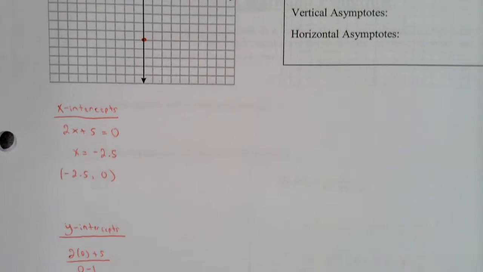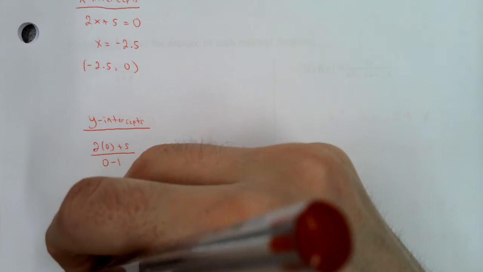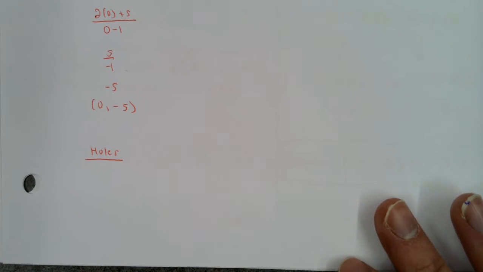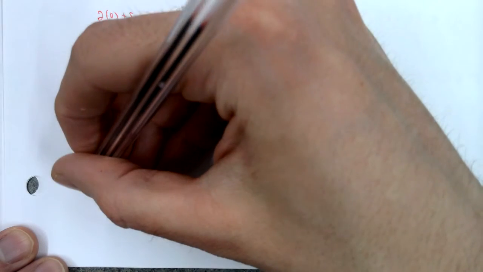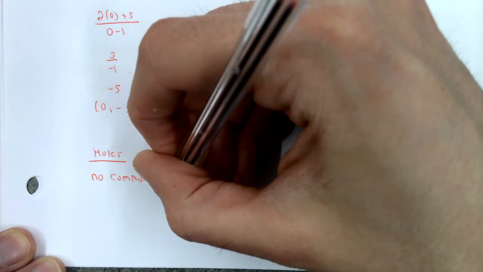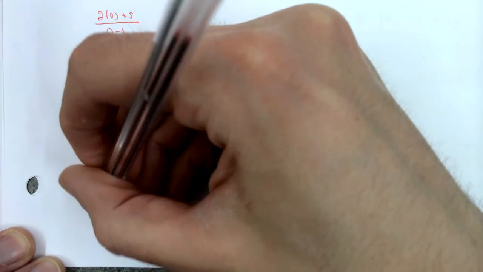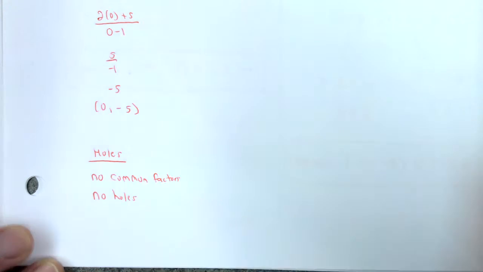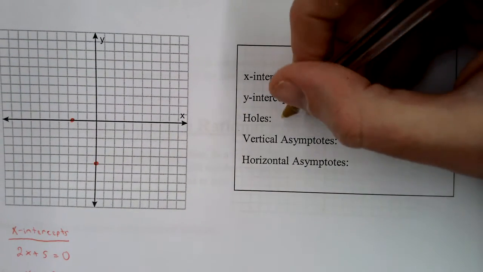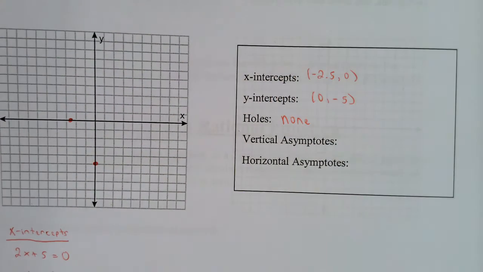Let's do the holes next. Now, again, this one has no common factors. So that means there's no holes. The next one will have a hole. Okay? No common factors. That means there's no holes. So I'll say none. Next up, let's do the vertical asymptotes.